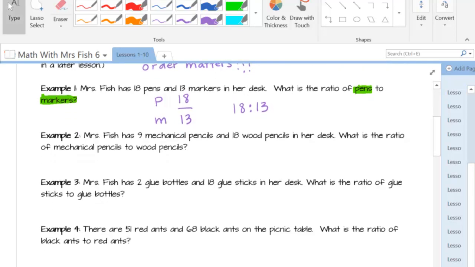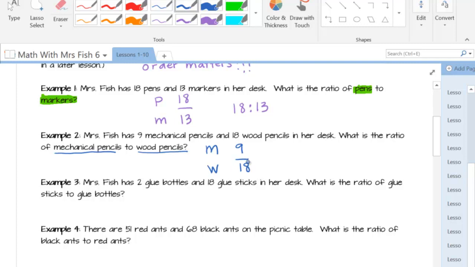Look at example two. Mrs. Fish has 9 mechanical pencils and 18 wood pencils in her desk. What is the ratio of mechanical pencils to wood pencils? First thing I'm doing, underlining those two things, and then mechanical to wood. I'm writing those two letters down in order to make sure I'm keeping track. Okay, mechanical, 9. Wood, 18.